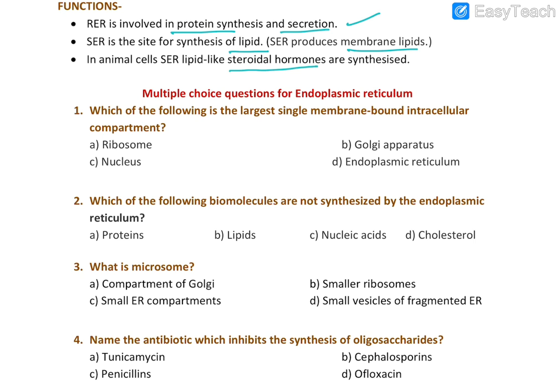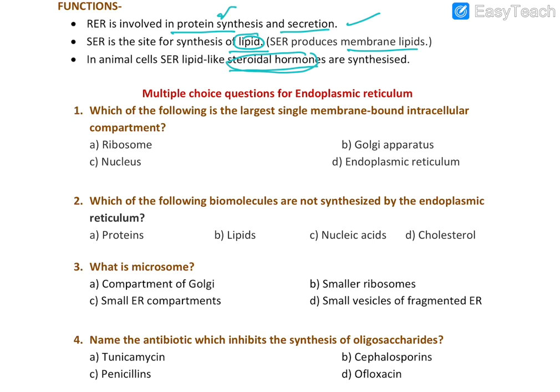So if you take the functioning, rough endoplasmic reticulum, protein synthesis. Smooth endoplasmic reticulum is involved in synthesis of lipid, and also in synthesis of steroidal hormones. Along with that, in animals, it is involved in detoxification. The detoxification, where the neutralization of the toxic substances takes place, happens in liver. So liver cells have more smooth endoplasmic reticulum. So this is all the information required for your board exams.